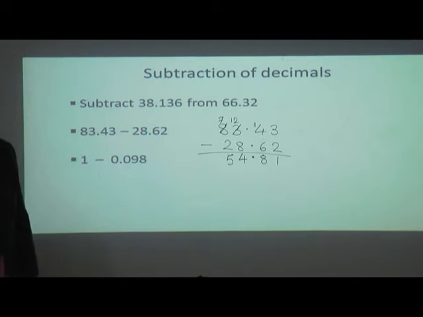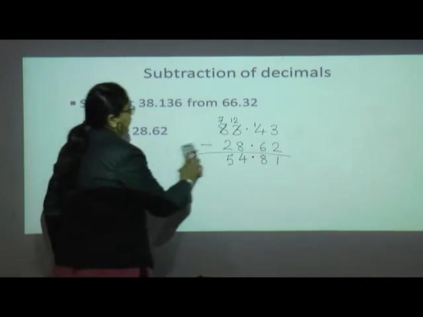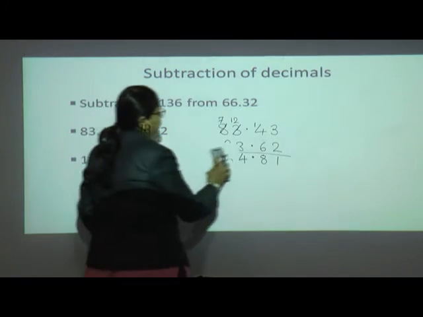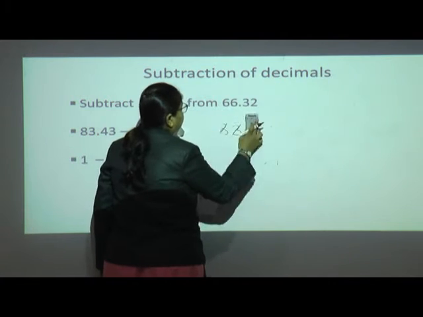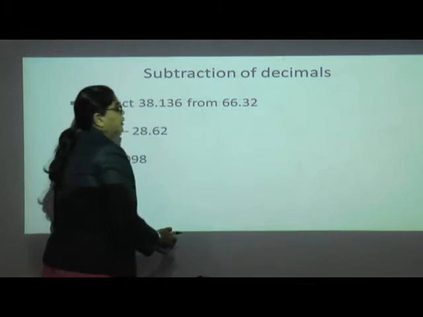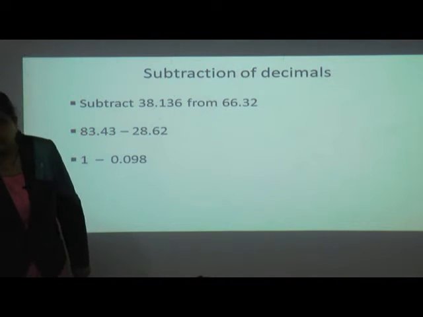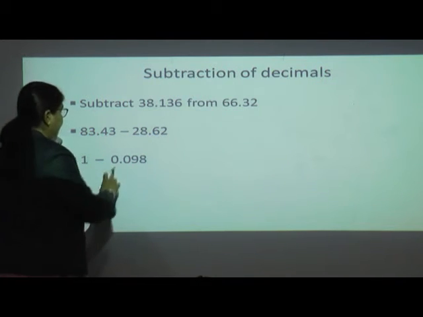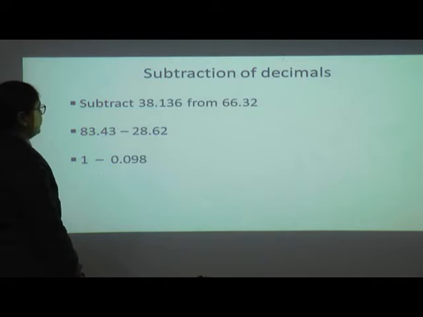In this way we can do simple subtractions of decimal numbers, and we have to try to solve many examples. If you solve many examples, you will not get confused, because you will have practice, and you will find that every time there are different numbers and different concepts. We will see one more example.